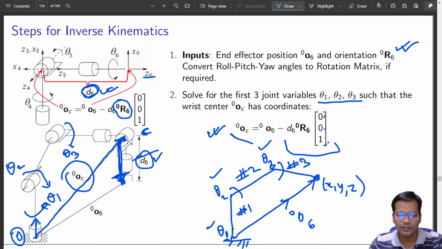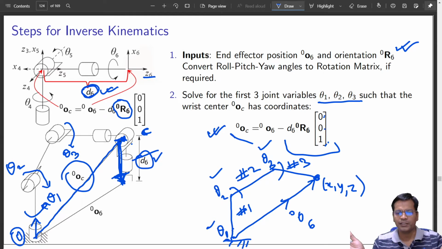What we have done, we have disassociated two of them. First was orientation, next is position. So we have split this problem into two independent problems. First is an orientation problem, next is a position problem. So robots can be partitioned. So that is how it can be solved.